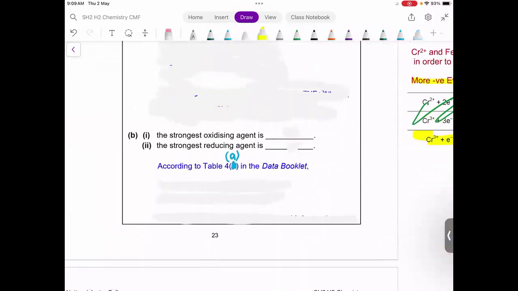strongest oxidizing agent. If I'm talking about the strongest oxidizing agent, then should I look for this oxidizing agent on the left side or the right side? Left side. So it must be on the left side, and I must have the most positive E naught value. This E naught here refers to the standard electrode potential. The one with the most positive E naught for the reactant on the left side will be the strongest oxidizing agent. So what's your answer?